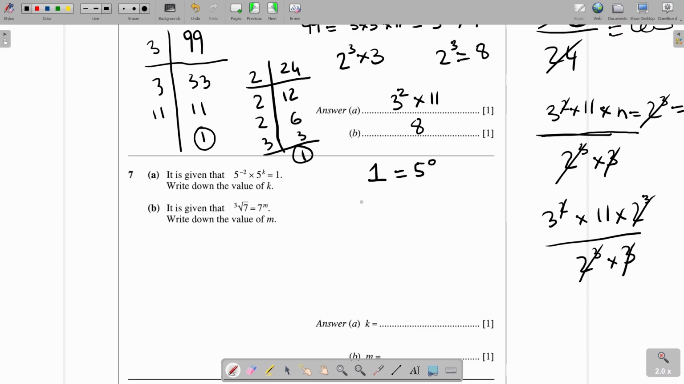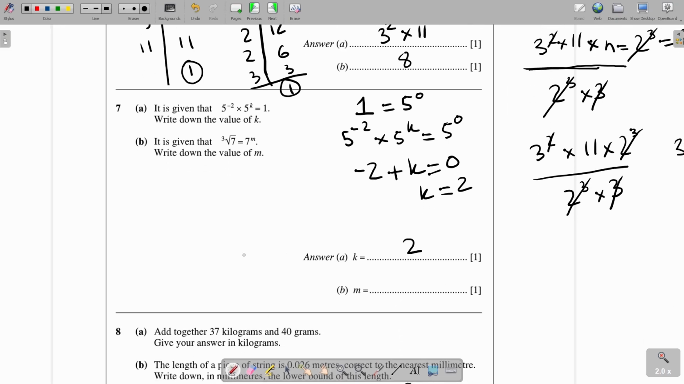So then what we can do is we can do 5 to the power of minus 2, 5 to the power of k is equal to 5 to the power of 0. And now that all our bases are the same, we can use our property that simply says minus 2, and then when they're being multiplied, the powers are being added. So minus 2 plus k is equal to 0, which means k is equal to 2 if we add 2 on both sides. So k is equal to 2, and then the cube root of 7 is equal to 7^m.